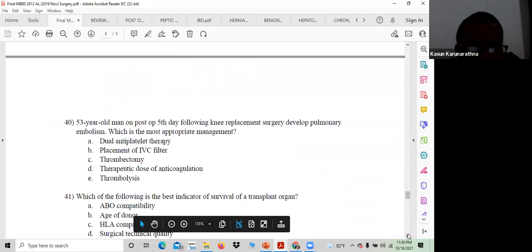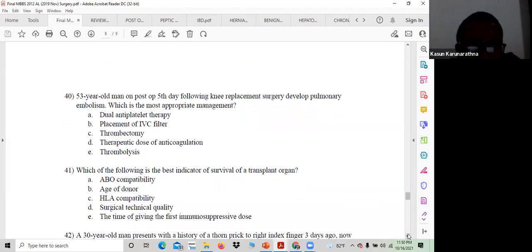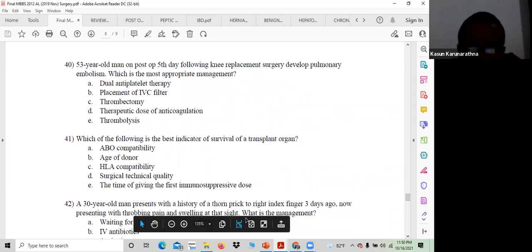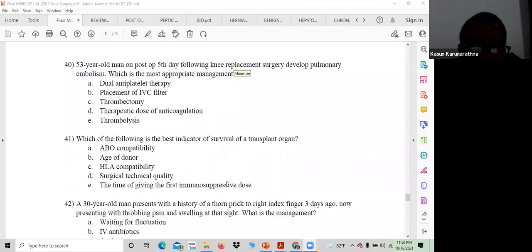Terminology. Question 40: a 53-year-old man, post-op 5th day following knee replacement surgery, developed pulmonary embolism. Which is the most appropriate management? What is the answer for question number 40? Yes, it's therapeutic dose of anticoagulation, right? And systemic thrombolysis is anyway contraindicated after major surgery. So do a thrombectomy, it should be targeted. You should reach the thrombus and do the thrombectomy, right?